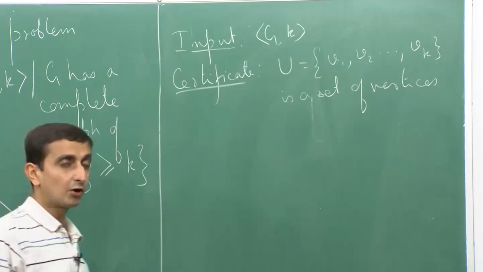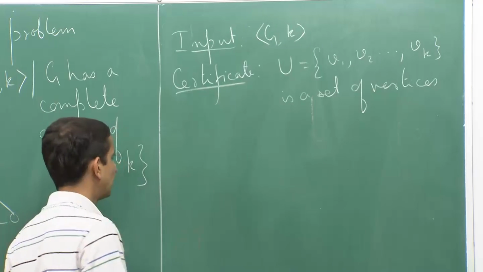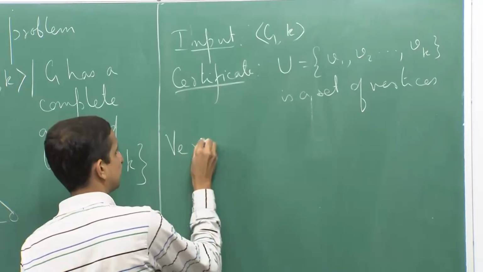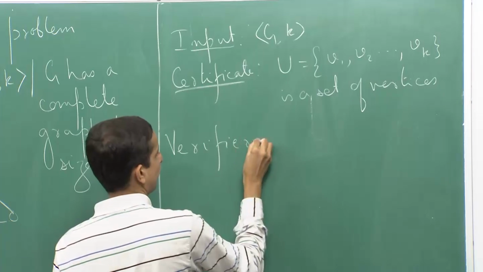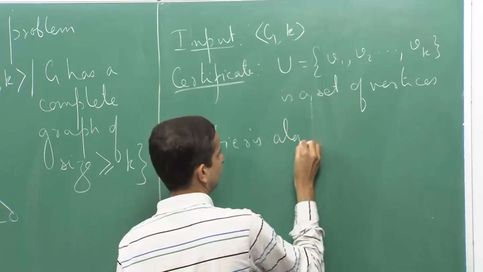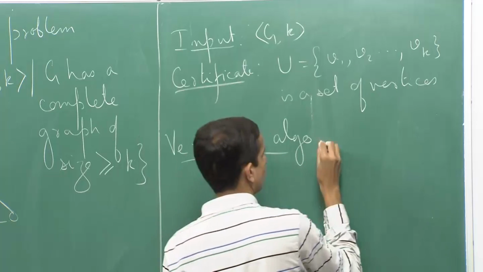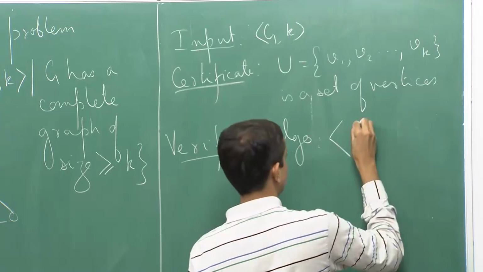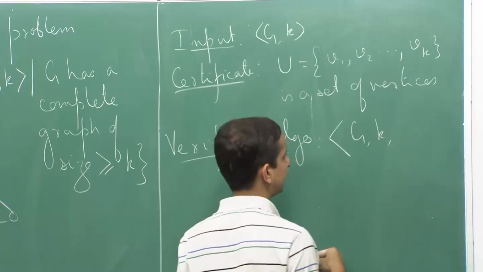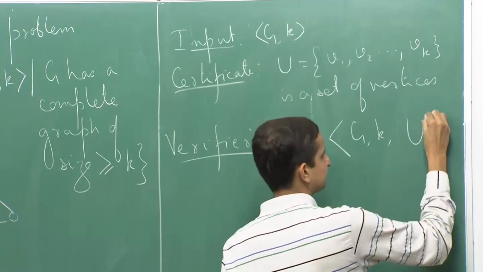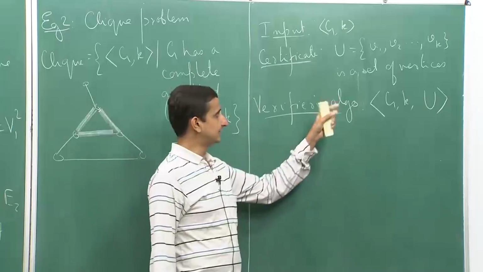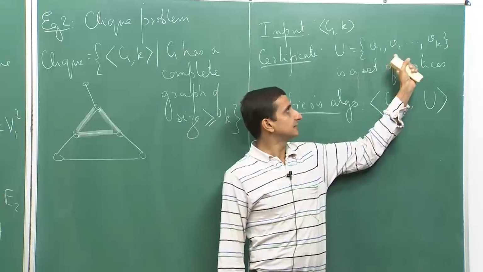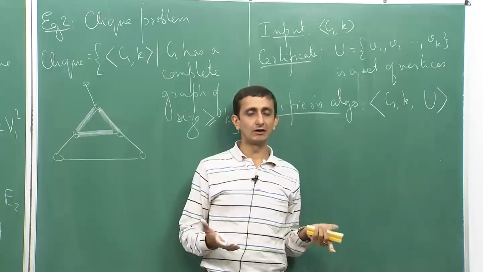Okay. And what we will basically be checking, so our verifier's algorithm will be as follows. It takes as input the original input, which is G comma k, and it also takes the set U, and now what it will check is whether this set of k vertices forms a clique or not.